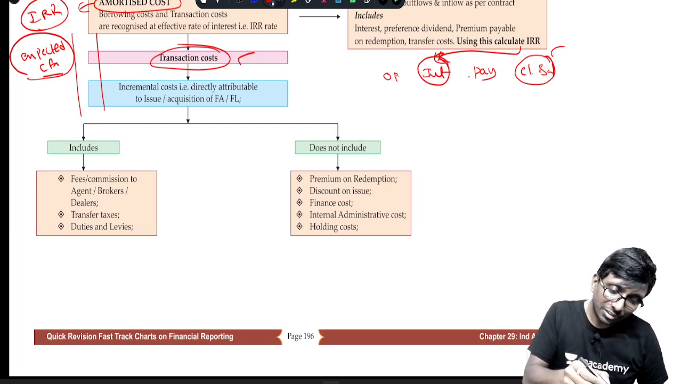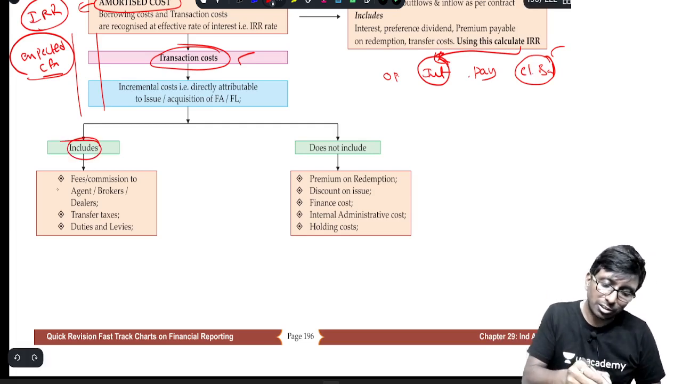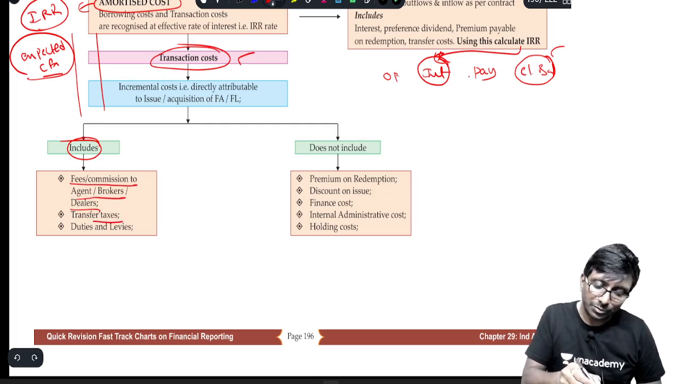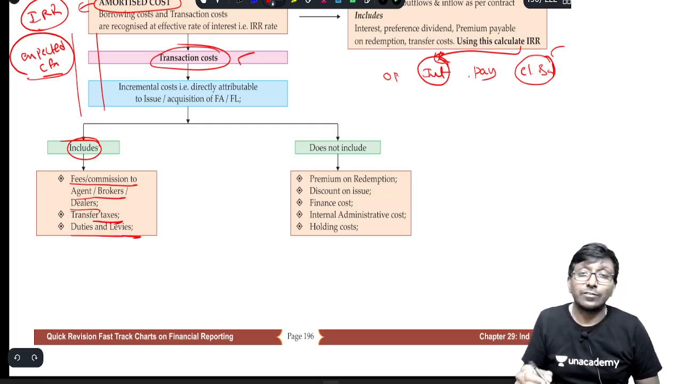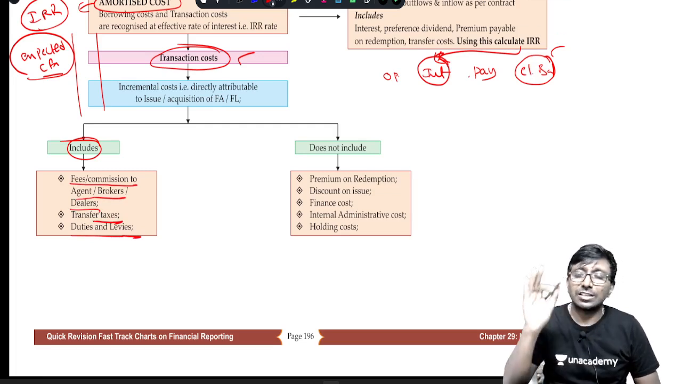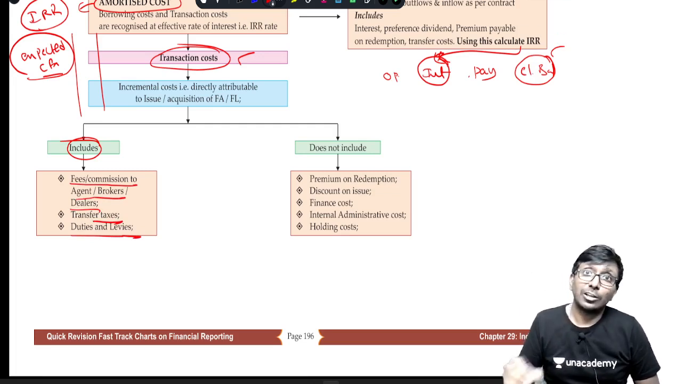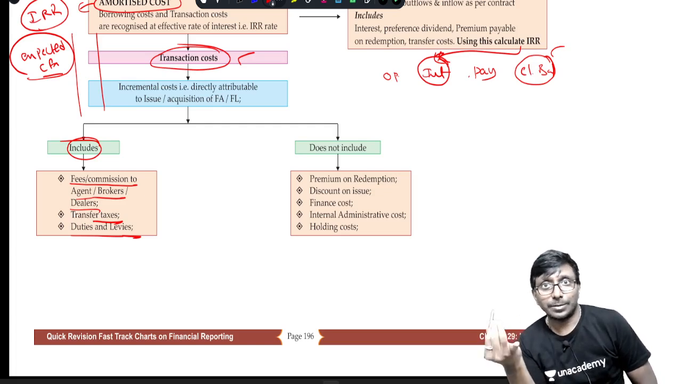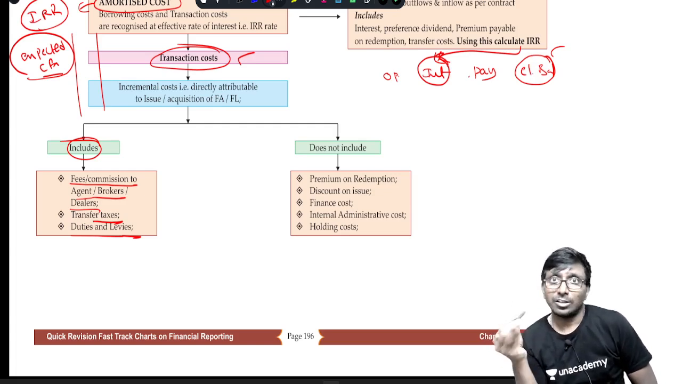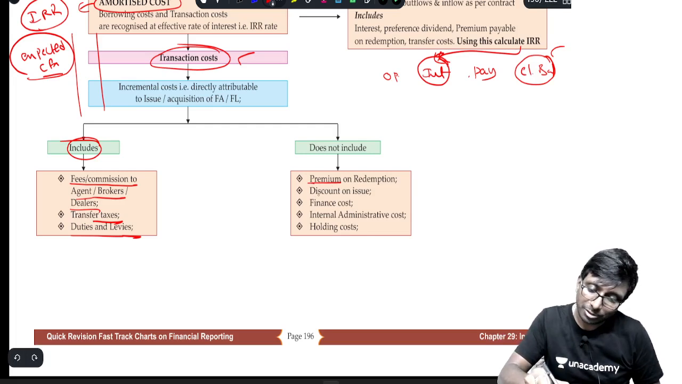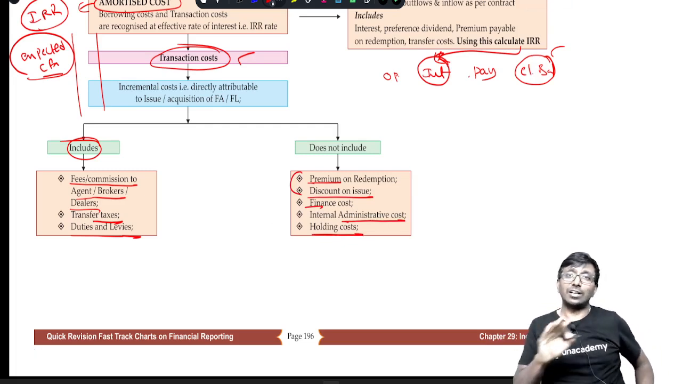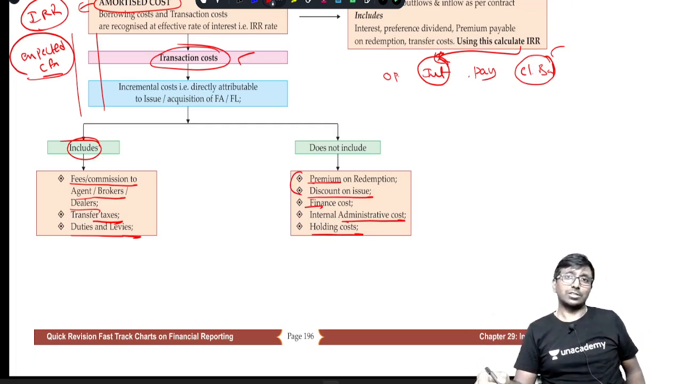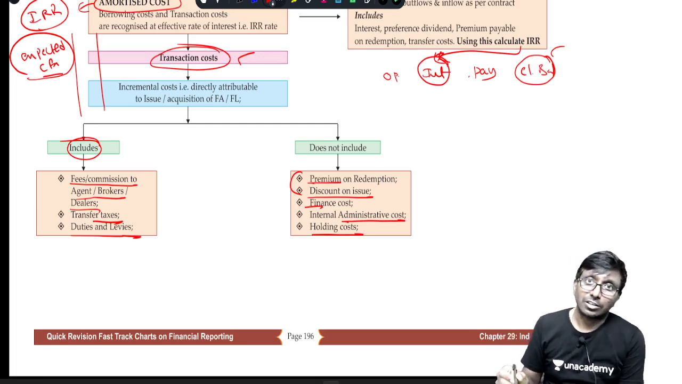What all do transaction costs include? Transaction costs include fees, commission, agent, brokerage, dealer, transfer taxes, any duties or levies, any professional fees. All these things are part and parcel, but they do not include the discount at the time of issue or premium at the time of redemption. Interest cost, internal administration cost or any holding cost are all not called transaction costs.